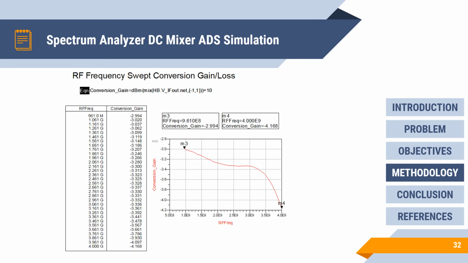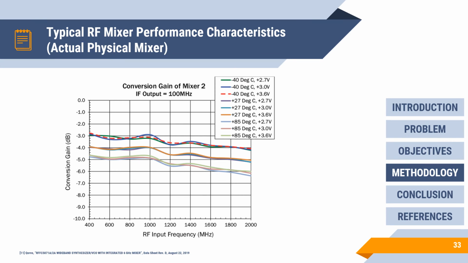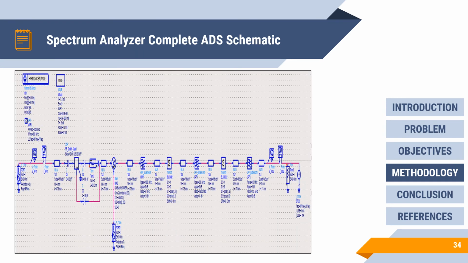Here's the conversion gain of the mixer whilst translating signals from 961 MHz to 4000 MHz. The negative value signifies it as a loss. It is consistently close to the typical performance characteristic of the actual mixer. Here's the typical performance characteristics of the actual physical mixer. After seeing the mixer operate, the complete setup of the proposed device had been designed for analysis.